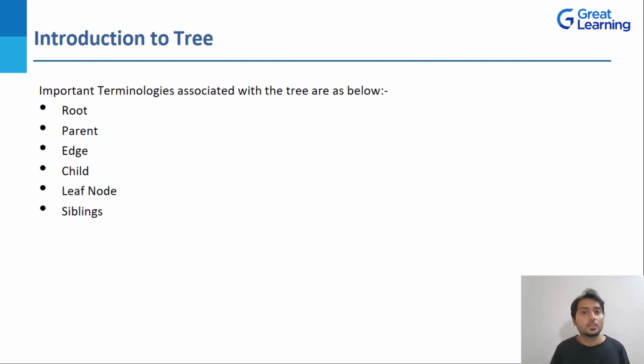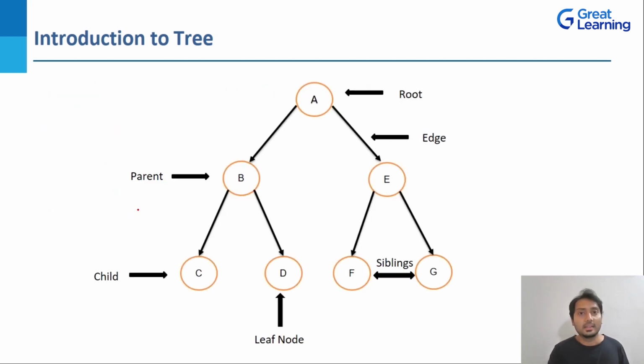So these are a few important terminologies associated with a tree. So what are these? We have something called a root node, a parent, an edge, a child node, a leaf node, and a sibling. Now just by looking at these terminologies, you will not understand what they are. So what we can do is go ahead with an example and try to understand these things better, and how a tree looks. So this is how your tree looks, a logical tree.